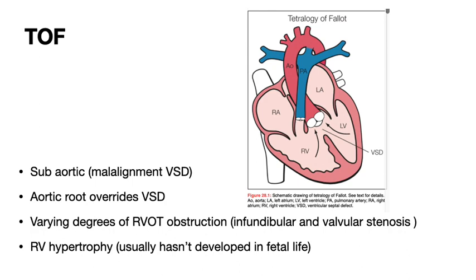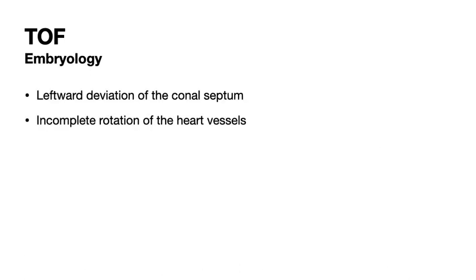And then the last thing of tetralogy of Fallot is right ventricular hypertrophy. But generally, it hasn't really developed in fetal life because the obstruction isn't that severe usually. And so you don't see it in fetal life, it develops later on. So usually the fetal things are the first three. And the embryologic explanation of what happened is basically the conal septum is leftwardly deviated and you have an incomplete rotation of the heart vessels.